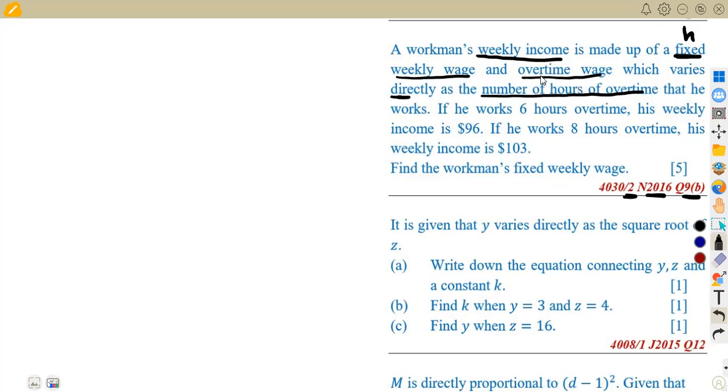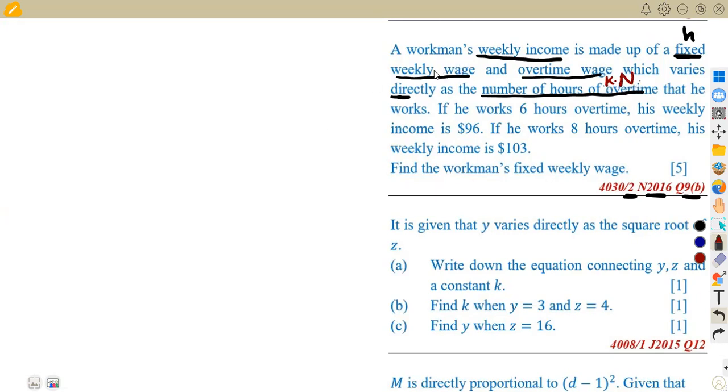At the same time, the overtime, which varies directly as the number of hours. So meaning to say, we are going to have another constant affecting the number of hours. In this case, maybe the constant is K, affecting the number of hours. So depending on the letter that you're going to use for the number of hours, that constant is going to multiply the number of hours. So that is a partial variation.